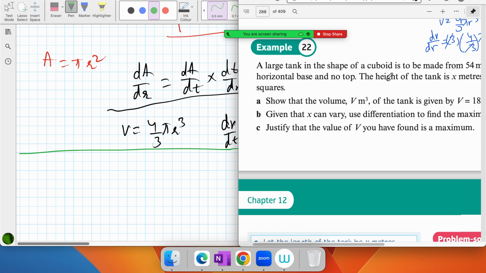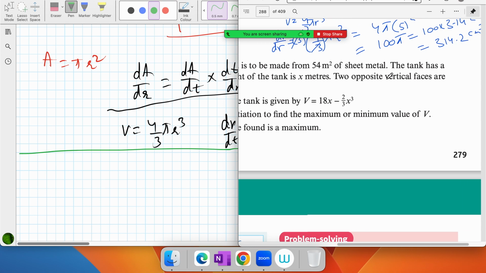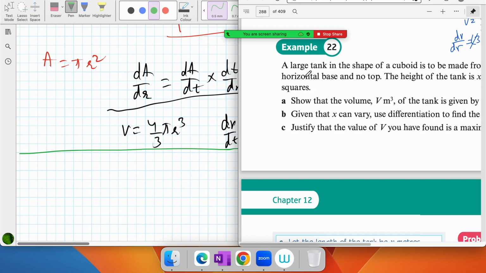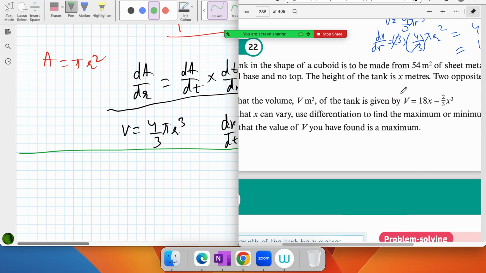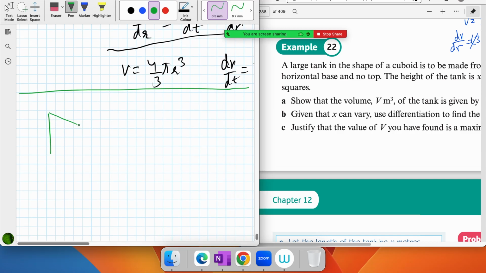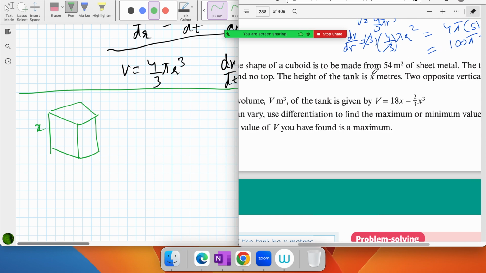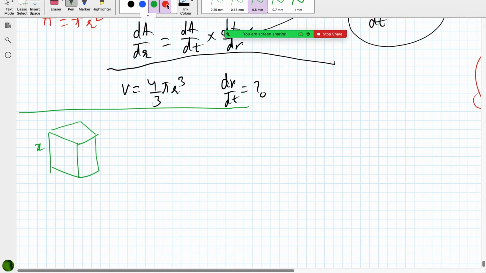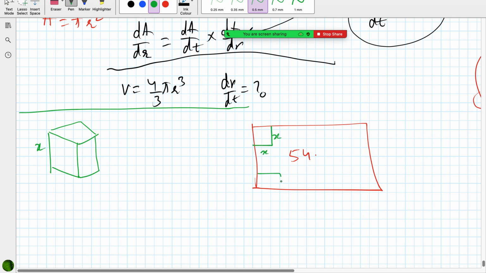Second example: a large tank in the shape of a cuboid is made from 54 meter square of sheet metal. The tank has a horizontal base and no top. The height of the tank is x meters. The two vertical faces are squares. Okay, height is x and the remaining vertical faces are squares. So this is x. Show that the volume of the tank is given by this equation. The area of sheet is 54 meters square. Before cutting or using the sheet it was like this, whatever the length or breadth is, but the area was 54. If we cut the corners and keep this x, only then we can have the height as x.